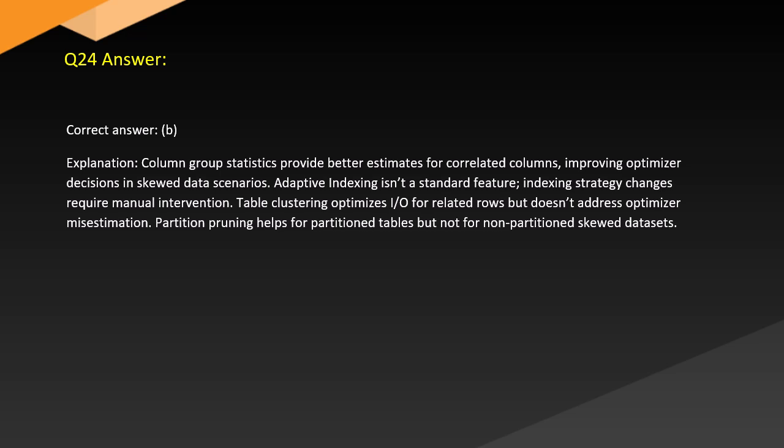Answer. Correct answer B. Explanation. Column group statistics provide better estimates for correlated columns, improving optimizer decisions in skewed data scenarios. Adaptive indexing isn't a standard feature. Indexing strategy changes require manual intervention. Table clustering optimizes I/O for related rows but doesn't address optimizer misestimation. Partition pruning helps for partitioned tables, but not for non-partitioned skewed datasets.